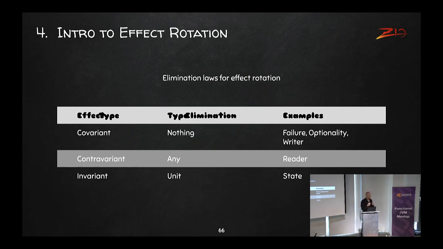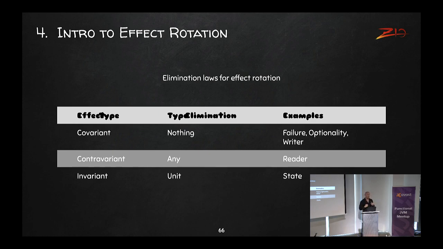For a contravariant functional effect, like reader, don't worry about those words. If you've never heard them, don't worry about what they mean. Covariant just means you get it out, like you get out an error from an effect. Contravariant means you put it in. Like to run a reader effect, you have to give it the environment that it requires. That's what contravariant means. So for contravariant, you're going to have to eliminate it, you're going to have to give it what it needs, and then you're going to end up with Any in that type parameter slot, indicating it doesn't need anything anymore.